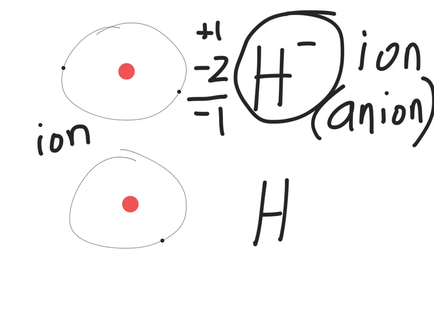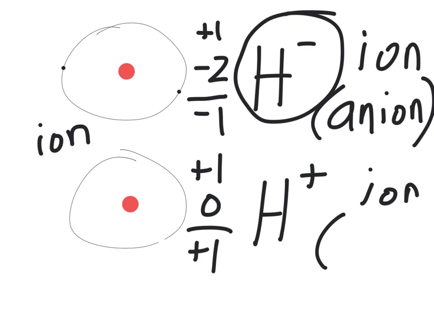So another thing that can happen is that an atom can lose an electron. So if we look at this on the bottom here, right now it's neutral. We've got a +1 and a -1, so it balances. But let's see what happens when it gives up this electron. Now it's got a +1 charge, but there's no negative charge. So overall it's got a +1 charge, so this is going to be an H+ ion. And since it's positive, we call it a cation.